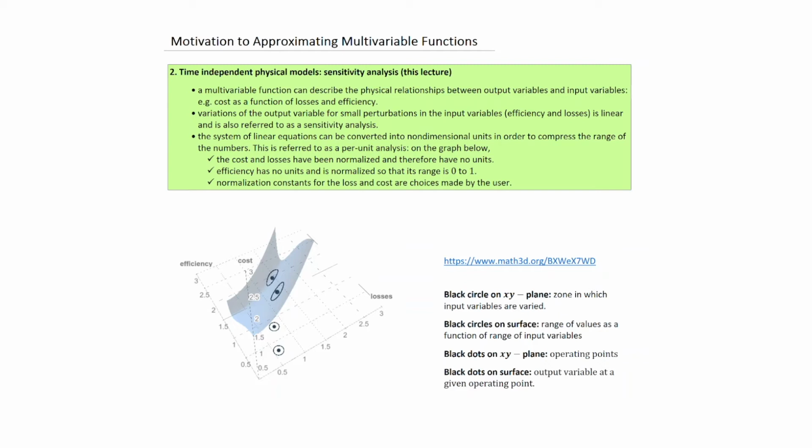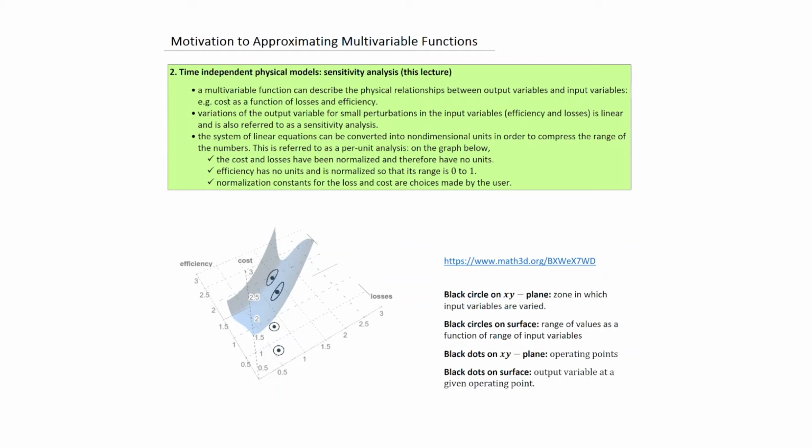Thirdly, because it's basically a perturbation analysis, these are going to be linear equations. The system of linear equations can be converted into non-dimensional units in order to compress the range of the numbers. Now, this is referred to as per unit analysis, and I'll demonstrate on the graph below. So per unit basically allows us to scale everything so the number range is very compressed. And from a numerical standpoint, and even from the point of view of understanding what the main factors are that affect the nature of the function, it is easier to understand on a per unit basis. Per unit, of course, has no dimensions.